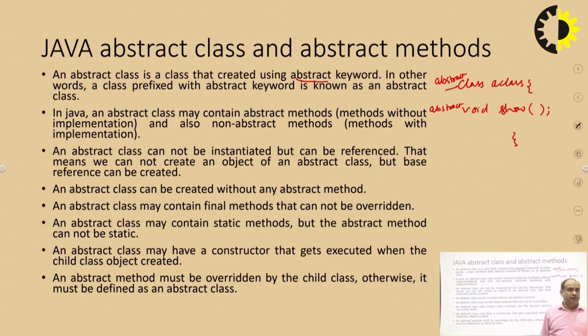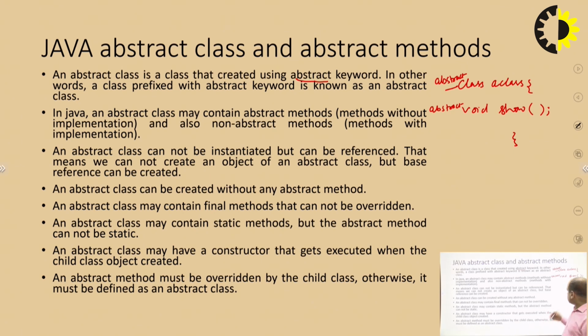Second, in Java, an abstract class may contain abstract methods without implementation, and also non-abstract methods with implementation. Any class can have abstract methods as well as non-abstract methods. Third, an abstract class cannot be instantiated but can be referenced. That means we cannot create an object of an abstract class, but a base class reference can be created. In simple words, an object of this class can't be created.